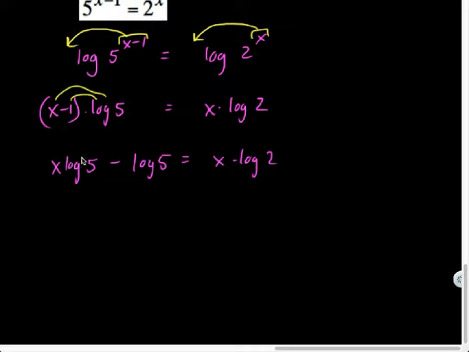Like I said, I've got logs all over the place, but I'm going to group the logs that have variables on one side and the logs that don't on the other. So I'm going to move this log 5 to the other side, and I'm going to bring this log over here because it has an x. So just think about log 2 and log 5 as just numbers. Imagine if this just said 5x minus 5 equals 2x, and I'm just bringing my x's together.